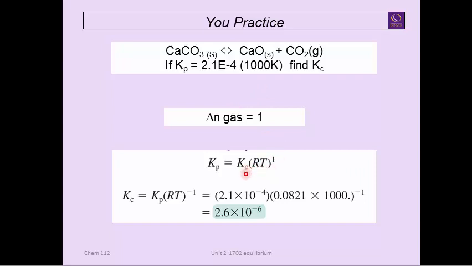So I want to now solve for Kc. If I was to solve for it, I would divide through both sides by RT. And so you'd basically have Kc equals Kp divided by RT. That's another way of expressing divided by. So now you just plug in your numbers, solve, you get 2.6 times 10 to the minus 6.